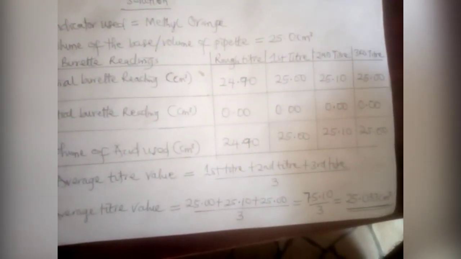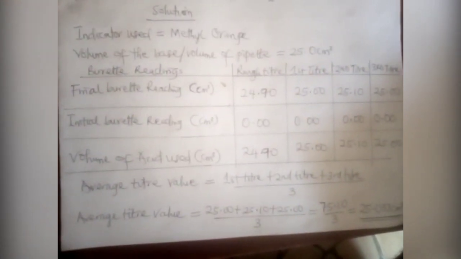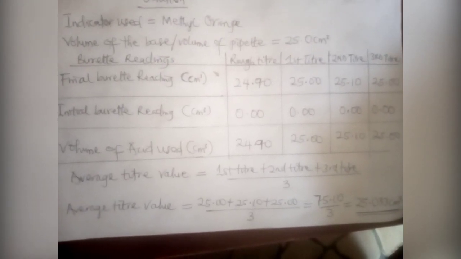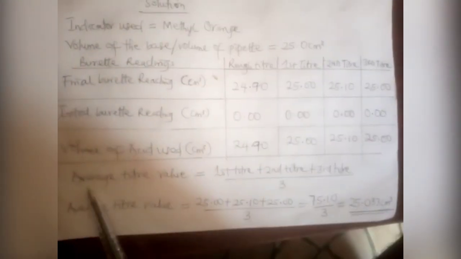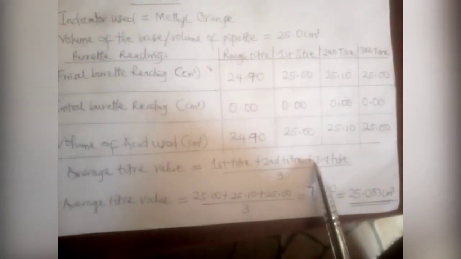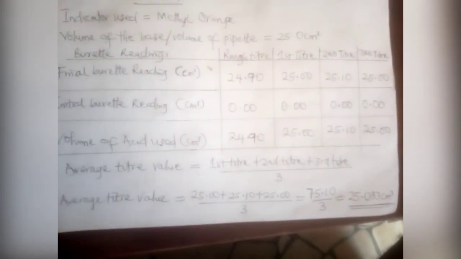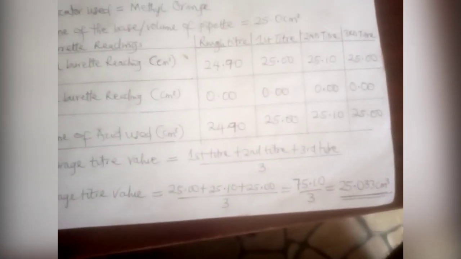So the rough, the first titer, the second titer, and the third titer. And if you like, you can just make use of the first and second titer, but I'm making use of first, second, and third in this case. So the average titer value is first titer plus second titer plus third titer divided by 3. So the average titer value is 25.003 cm cube according to my own calculation. So can you see? Okay, now let's go solving the question.